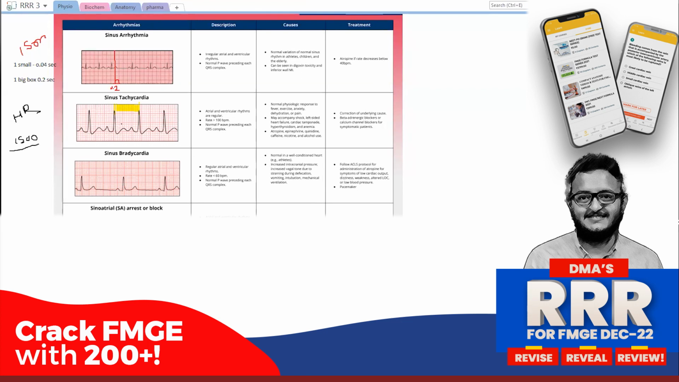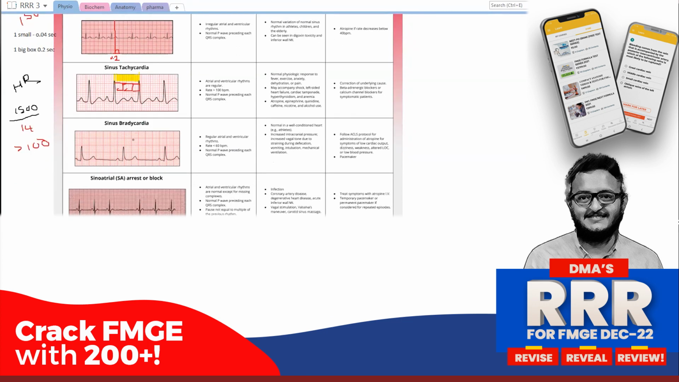See, this you can only do when the pulse rate is regular. Number of small boxes, so how many are there? One big box contains 5 small boxes, isn't it? So see over here, let me show you which are the big boxes. This is big box number 1, this is big box number 2, and this is big box number 3. So almost 3, around 14 to 15 small boxes. So 1500 divided by around 14 or 15, it will be more than 100. So this is sinus tachycardia.